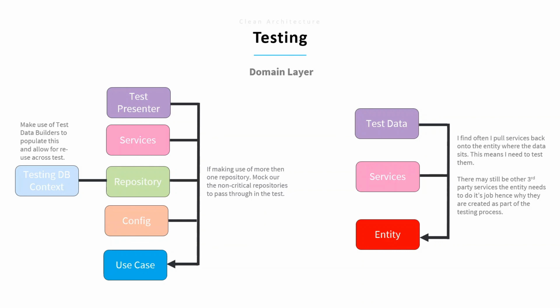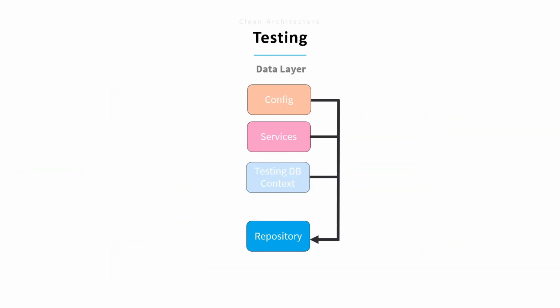And the data layer. Once again, config any services it needs. Testing DB context, the repository. So set up your DB context in memory. Pass it in the repository. Any services, I've got a time service I use just so it can be a standardized UTC type thing. And any configuration that that repository may potentially need, because it's not always just a database.